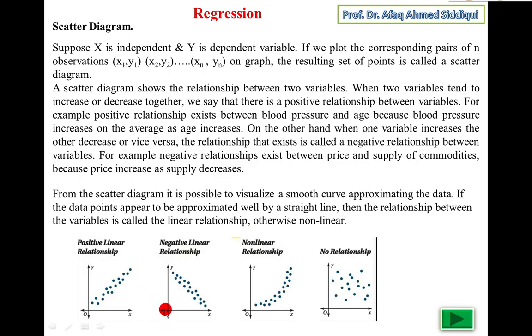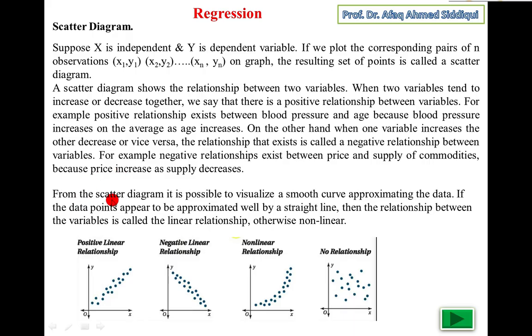In this diagram you can observe the value of x is increasing toward the right hand side, as x increases from 0 to infinity, so y is decreasing. So this is the negative relationship. For example, a negative relationship exists between price and supply of commodities. Commodities means consumer items, because price increases as supply decreases. If price decreases, supply will increase. When supply increases, price will decrease.